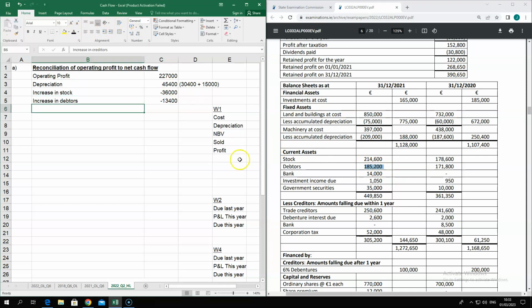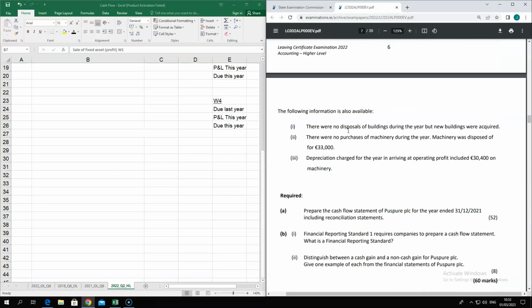Your creditors then, so your creditors has gone from 241 to 250, so that's an increase in creditors. You owe people more money. Okay, so therefore it's a plus figure because you've done the opposite to paying them back. You haven't paid anyone back, so you have more cash. Okay, and the last one, it says about you selling.